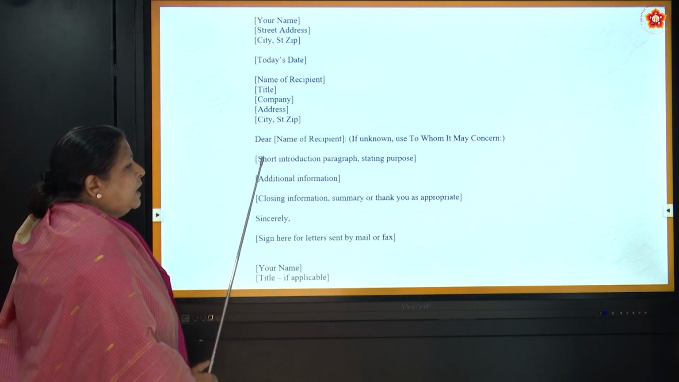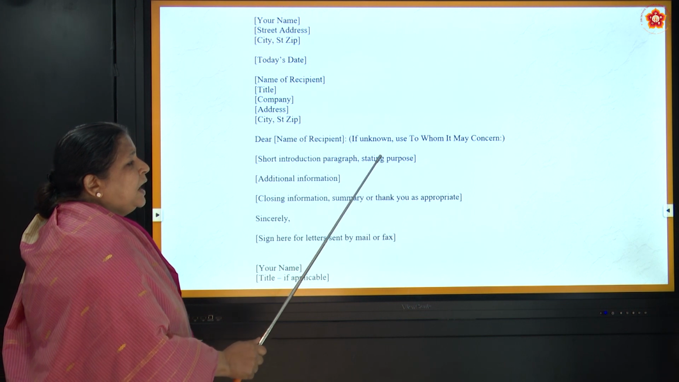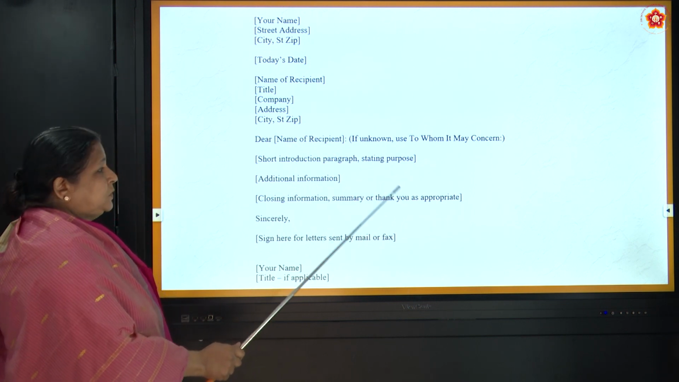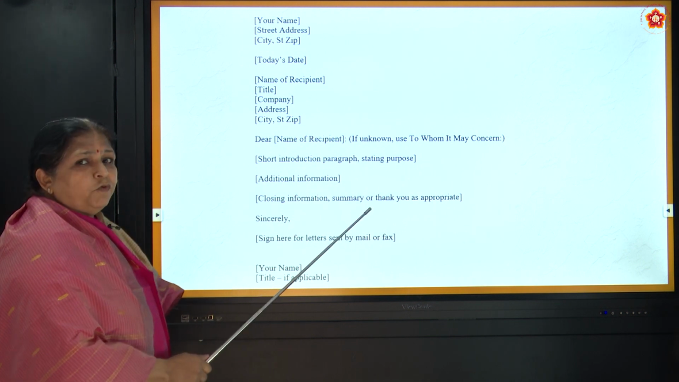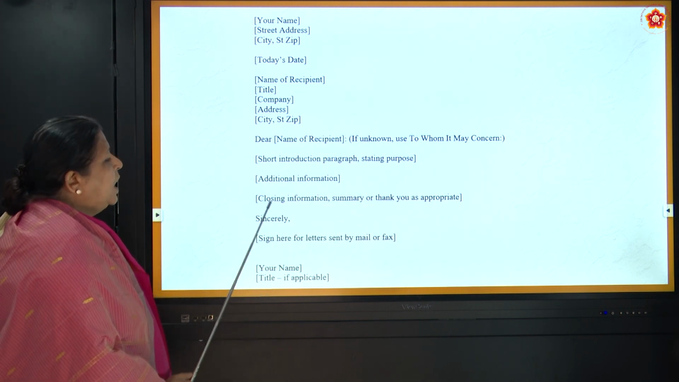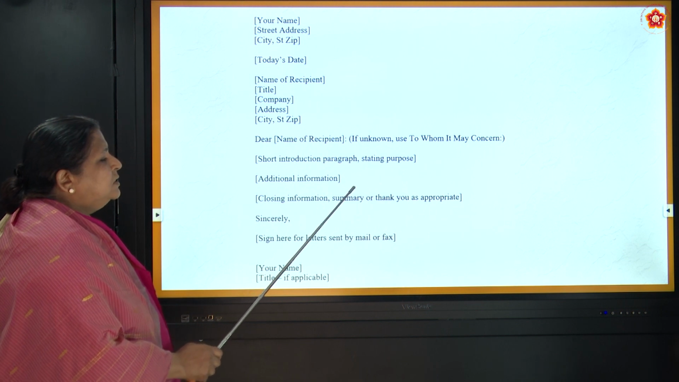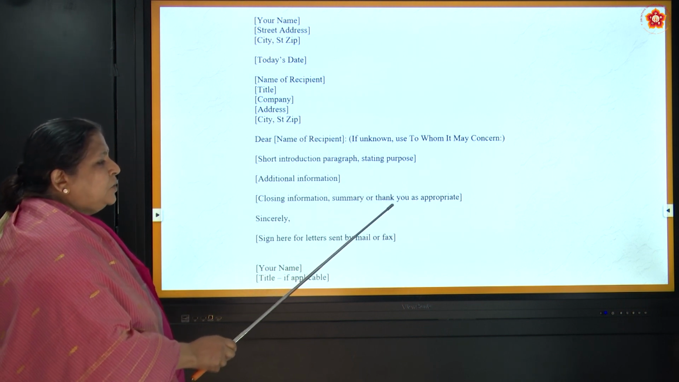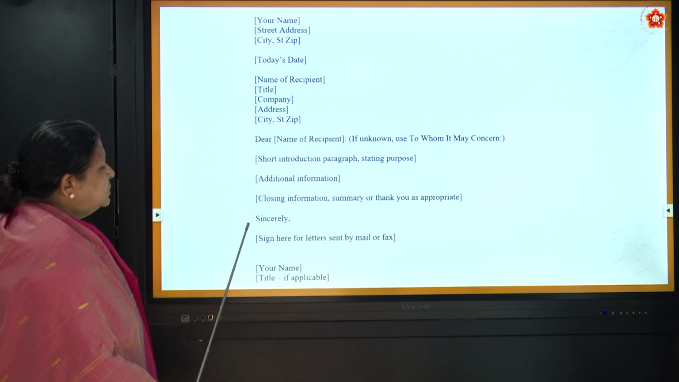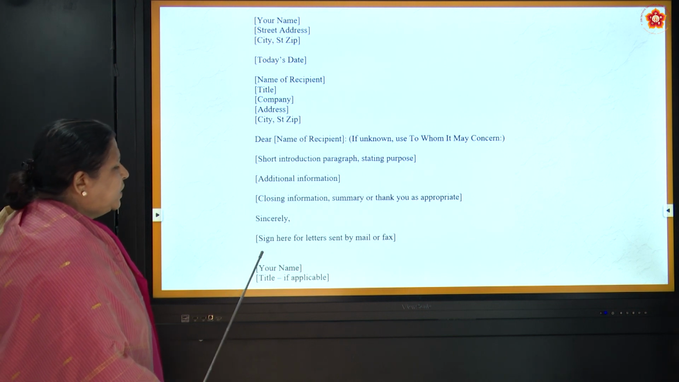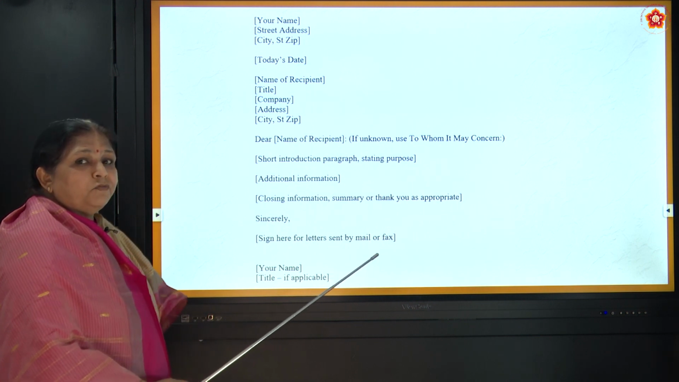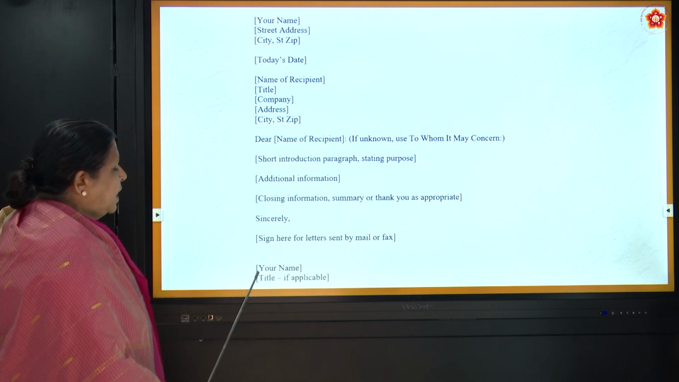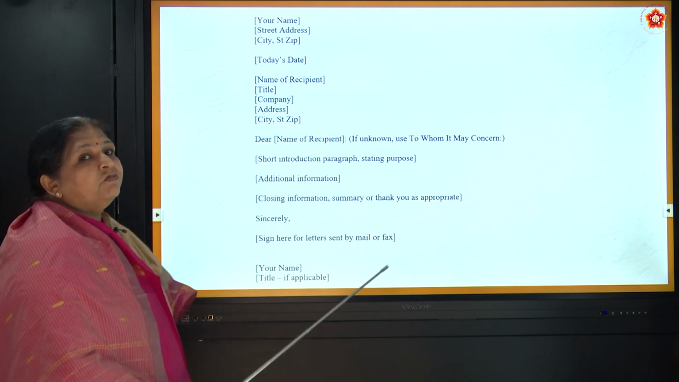Then the first paragraph will be a short introduction stating the purpose. Then the second paragraph will be additional information of the data. And the closing information, that is summary or thank you as appropriate. So, sincerely, you can write, and sign here for the letters sent by mail or fax. You should always sign, and your name with the title if applicable.